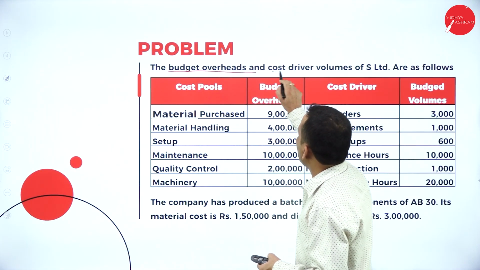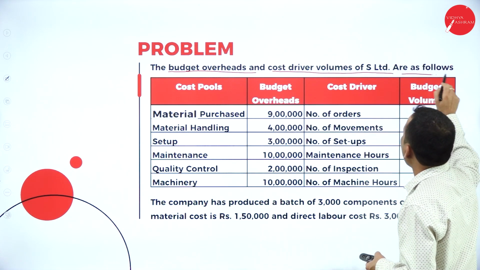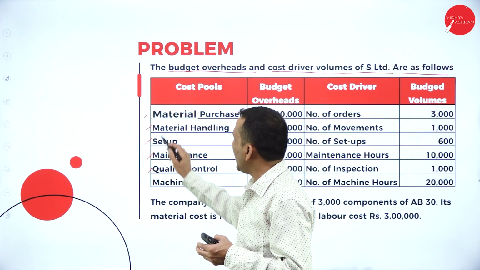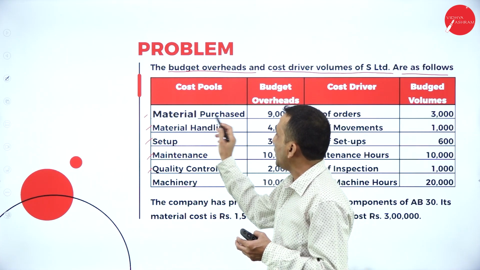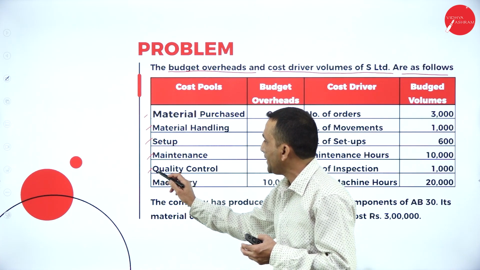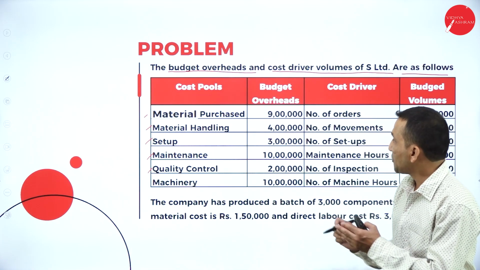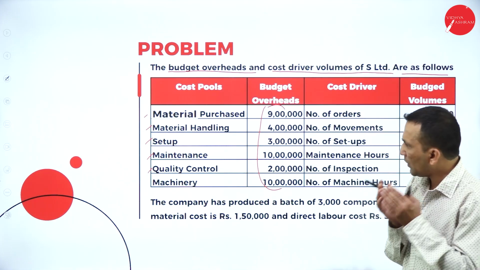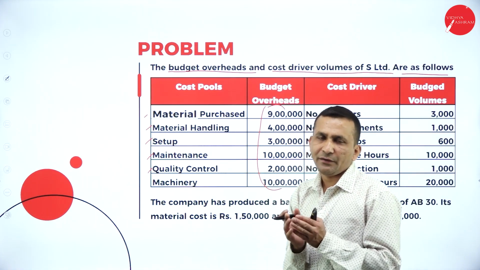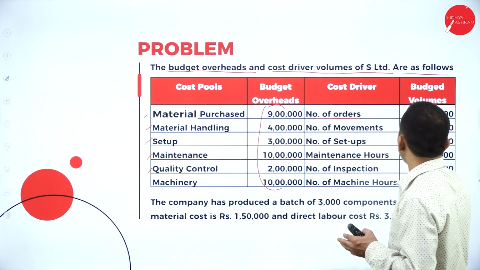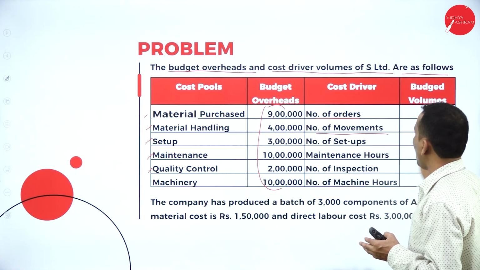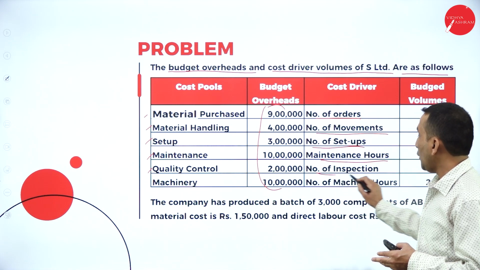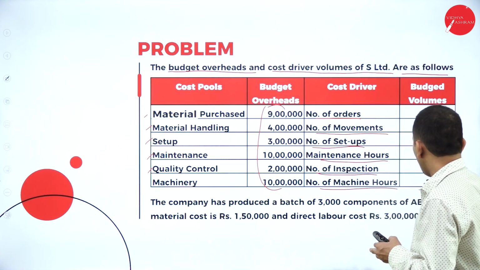The budgeted overheads and cost driver volumes of S Limited are as follows. Now in the cost pool, we have identified 6 activities: material purchase, material handling, setup, maintenance, quality control, and machine. The budgeted value is given here, and the cost driver. Once you identify the activity, we need to drive it using a cost driver. So the number of orders is 3,000, number of movements 1,000, number of setups 600, maintenance hours 10,000, number of inspections 1,000, and number of machine hours 20,000.